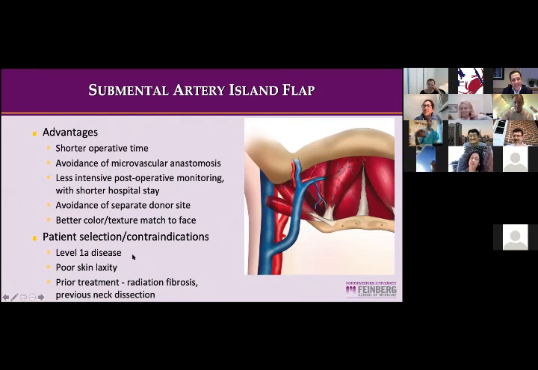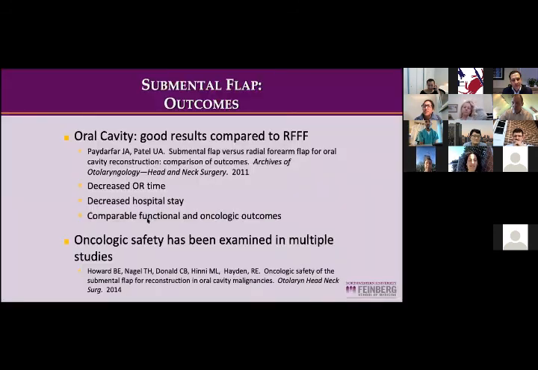So radiation fibrosis or possible previous neck dissection, in particular if we're not sure whether those vessels are even intact and usable. And then I did think that this was a relevant point, because I think the majority of the panelists and discussants would have chosen a radial forearm for this patient. But there are some good studies, and obviously you see that Dr. Patel published one of these.